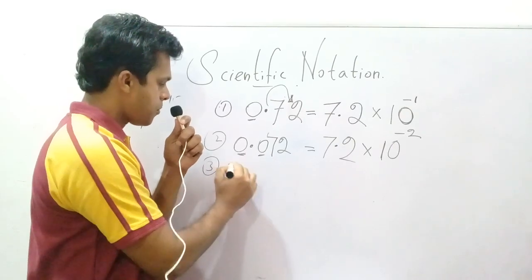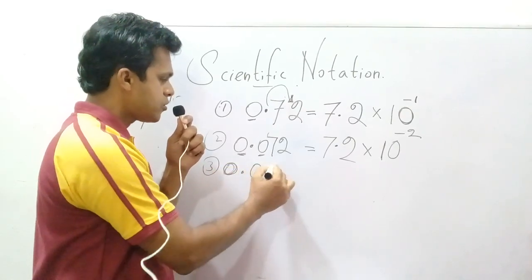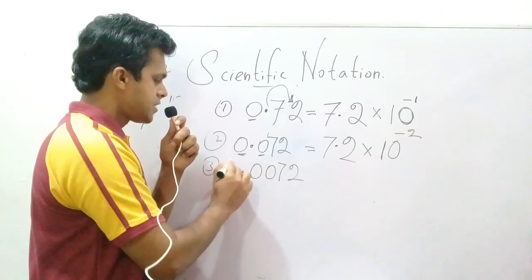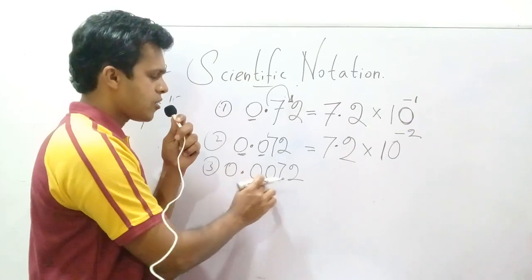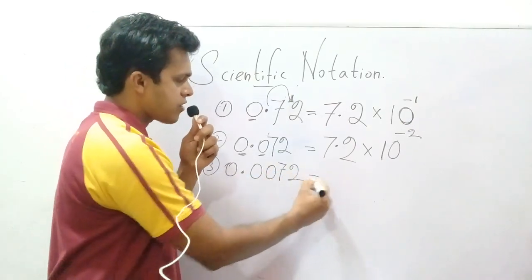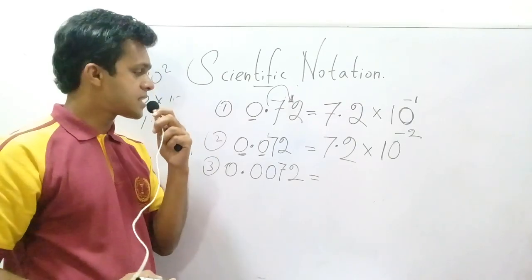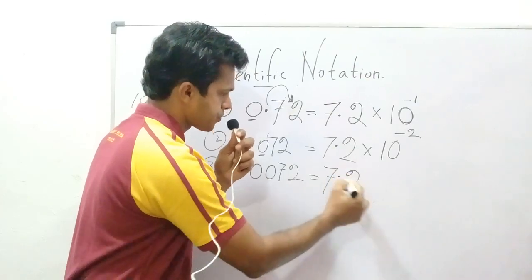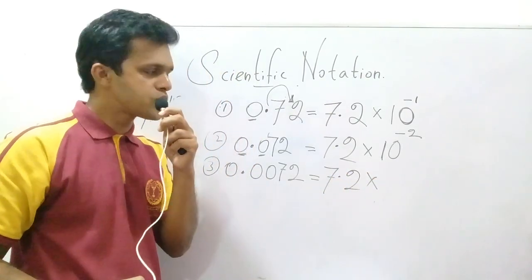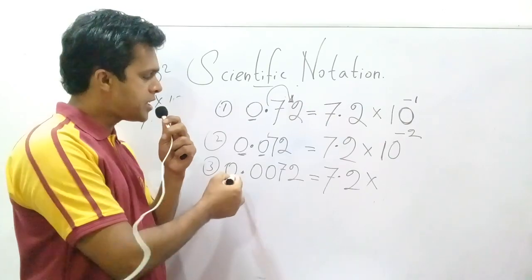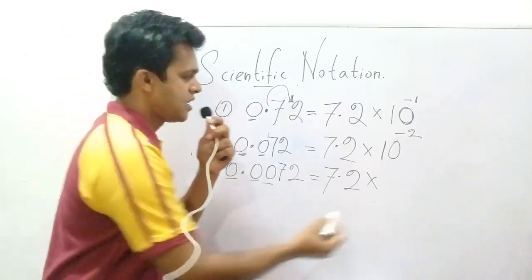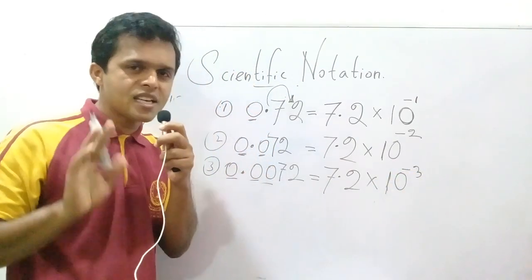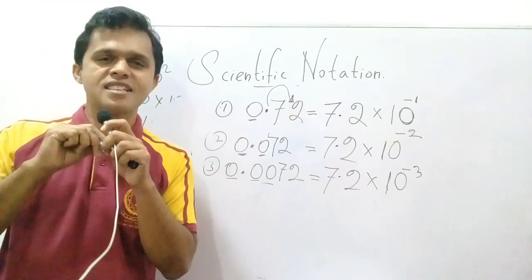This one, 0.0072. Now how can you write this decimal number in scientific notation? You must write 7.2. You could use the learnt method. How many zeros here? 1, 2, 3. So 10 to the power minus 3. But this method is not mentioned in your textbook.